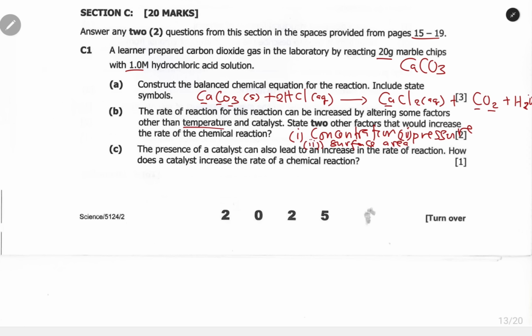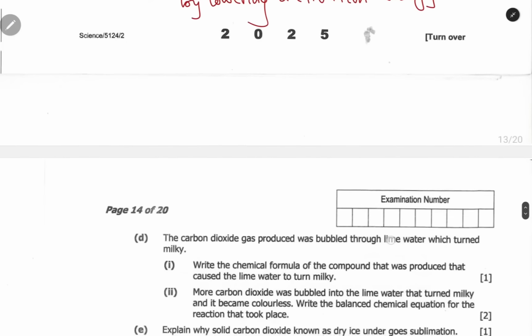Then C, the presence of catalyst can lead to increase in the rate of reaction. How does a catalyst increase the rate of reaction? It increases the rate of reaction by lowering activation energy. Okay, that is how it increases the rate of chemical reaction.